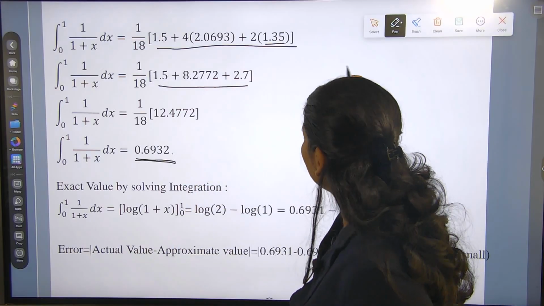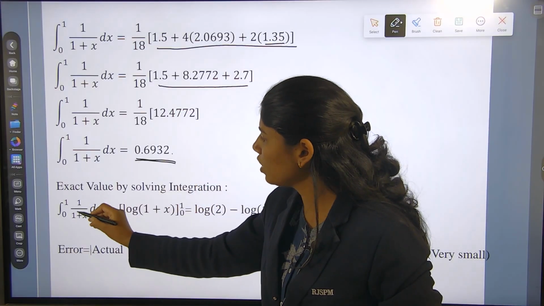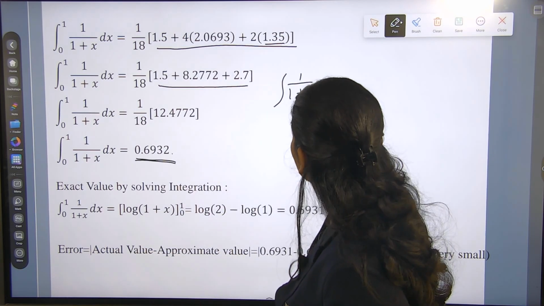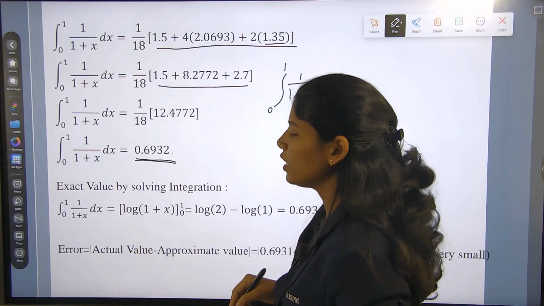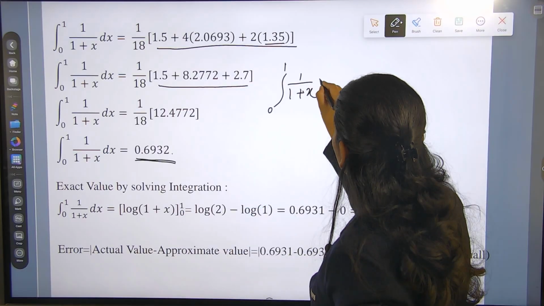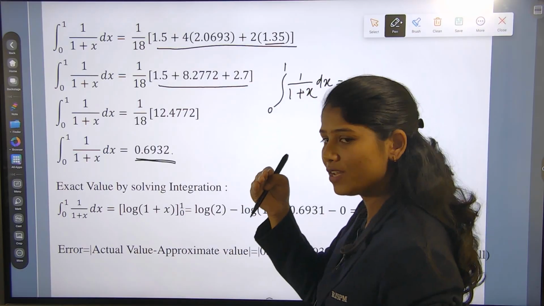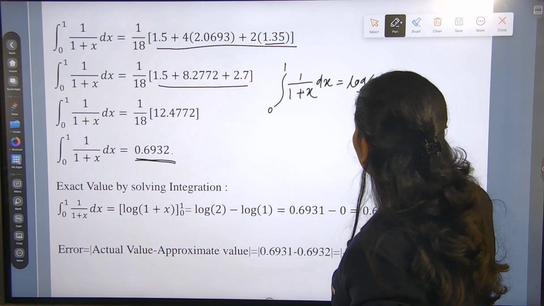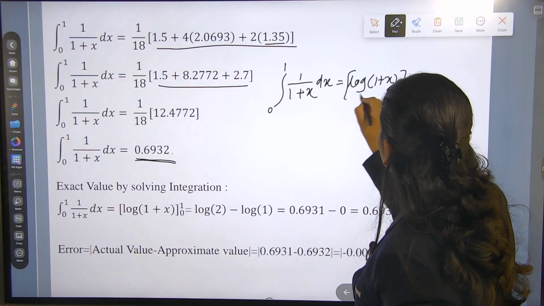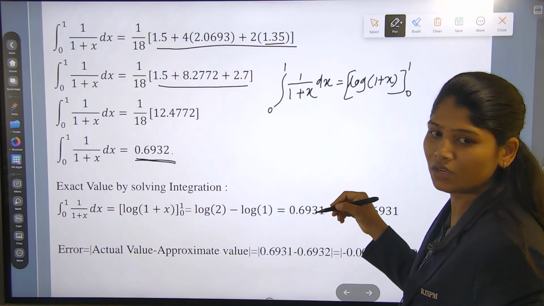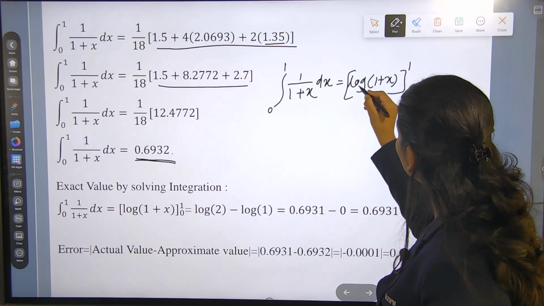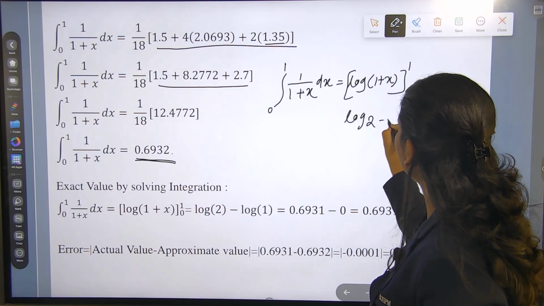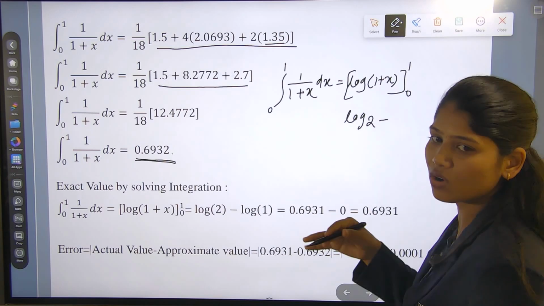ओके. सो फॉर एरर वी विल सॉल्व दिस 1 upon 1 plus x. The integration 1 upon 1 plus x. The upper limit is 1 and lower limit is 0. So we know the formula for 1 upon x is log of x. So for this the formula will be log of 1 plus x. Then put the upper and lower limit. So if we put 1 here, so log of 1 plus 1 means log of 2. So log of 2 minus log of 1 plus 0 means log of 1.